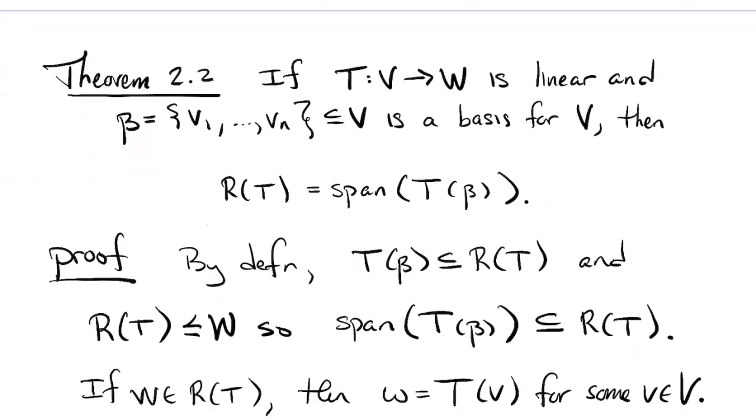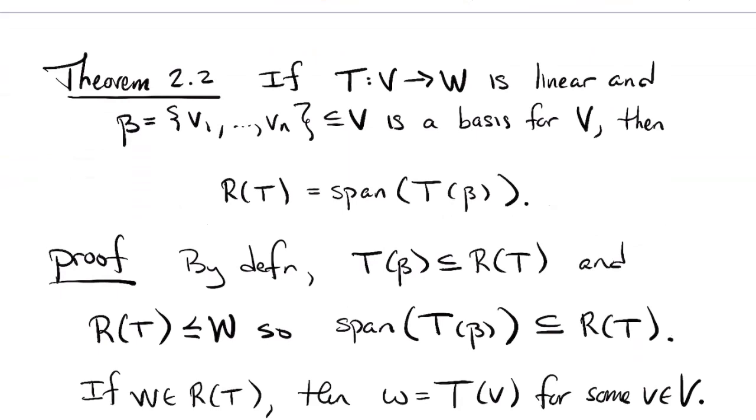So with that notation in mind, let's take a look at this second theorem. You have a linear transformation T from V to W, and you have a basis, beta, of V. So V is evidently finite dimensional. It's got a finite basis. Then the theorem says that the range of T is actually the span of the image of that set.